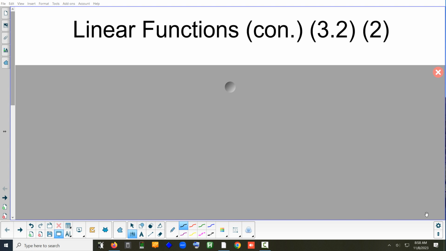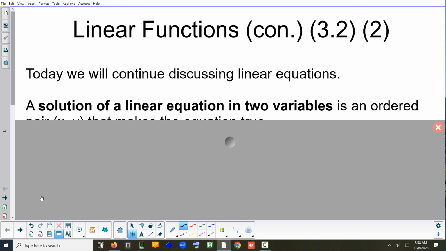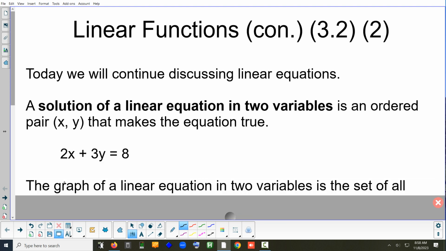Last thing we're going to look at this week is 3.2, part 2. So still talking about linear functions. On your guided notes, the first thing that you have a blank for says a blank is an ordered pair that makes an equation true. That's called a solution. A solution of a linear equation with two variables is an ordered pair or a coordinate that makes it true.